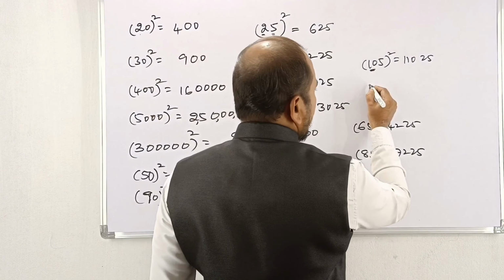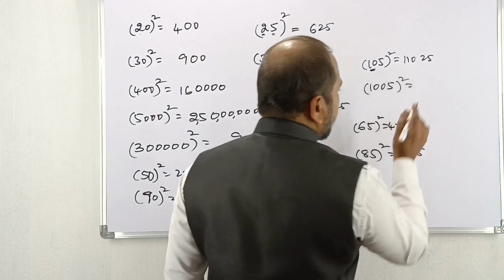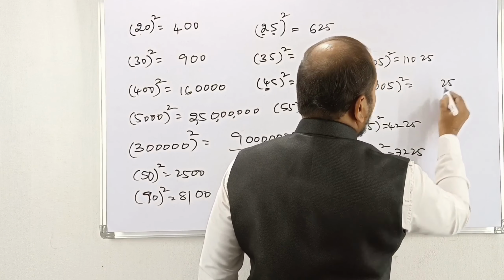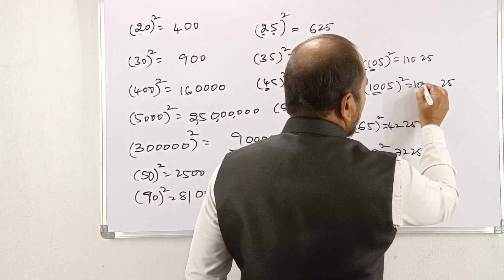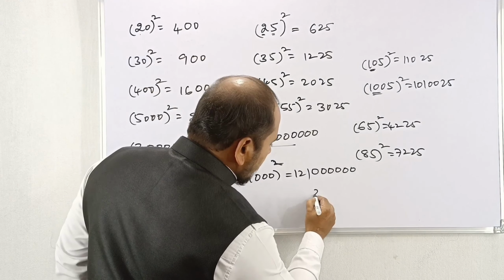That's it, my dear. Then after, 1005 whole square. Now a 4-digit number whole square has come. This is also the same method, my dear. 25 you have to write. 100, after 100 comes 101. So 101 0 0. That's it, my dear.